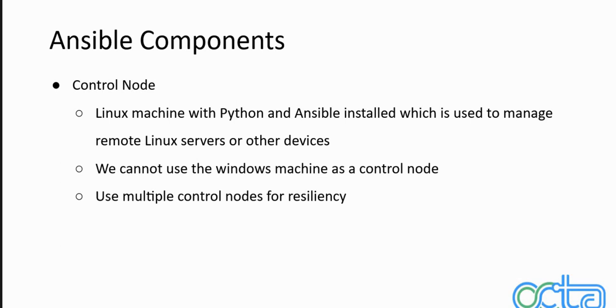Control node is the machine. It should basically be a Linux machine because Ansible can be installed only on Linux. We cannot use a Windows machine as a control node. We can use multiple nodes for resiliency. Like if you have one control node which has to carry out tasks on hundreds of devices, then the control node undergoes certain performance issues. So to take care of this, we can have multiple control nodes.